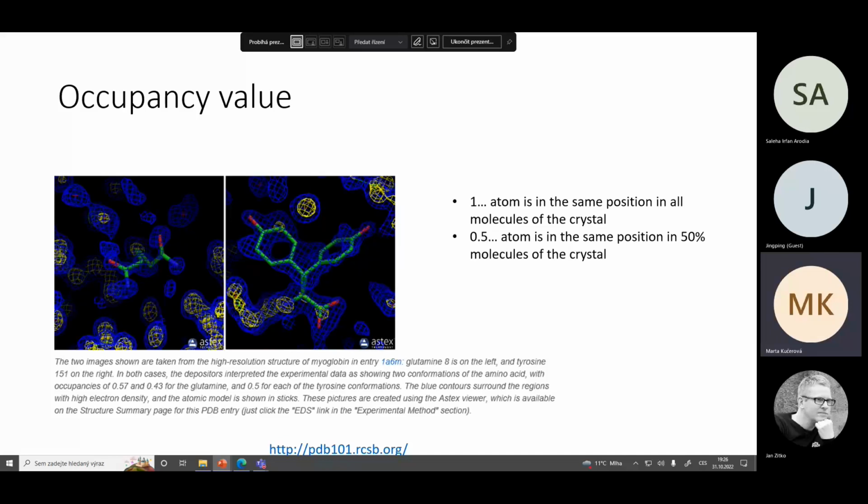And when we work with some files from PDB, we should decide about the occupancy. We can choose the occupancy as users in the software.